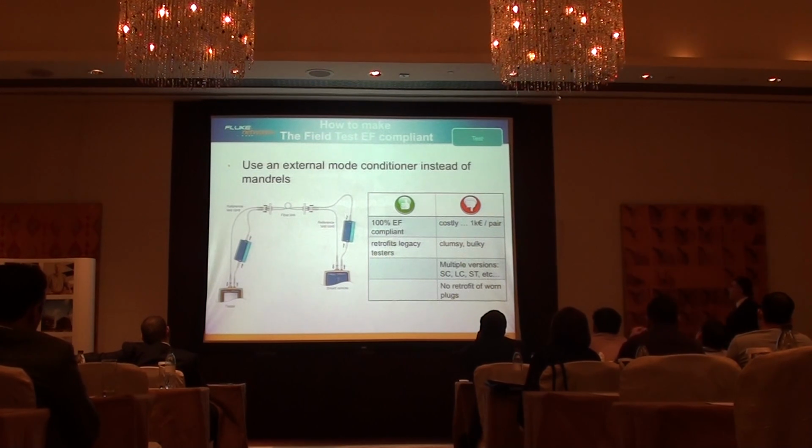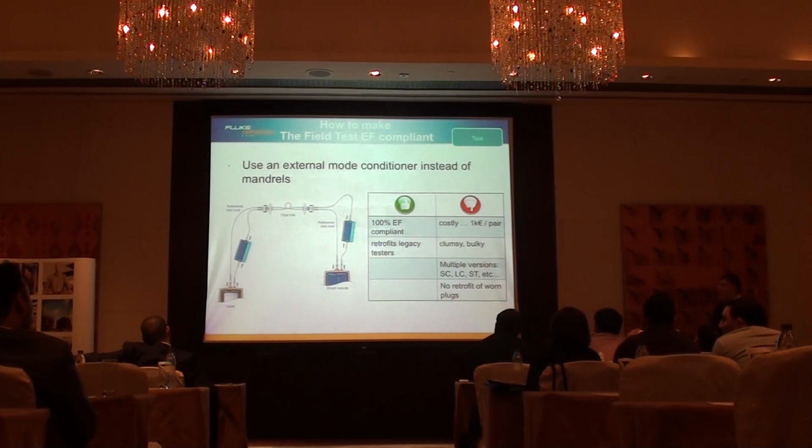But let's take a look at the drawbacks. Expensive, number one. Very expensive. It is clumsy. You have to drag all these boxes here and there, right? Then you had to purchase individual mode conditioners for different kinds of connectors that you had. Because you cannot replace the connector here. It is done in factory and it goes through that box that I showed you that creates the image and puts it onto the template and it makes it EF compliant. So you have to imagine, you have ST, LC, all ST, you have to spend more than the tester itself on the mode conditioner.